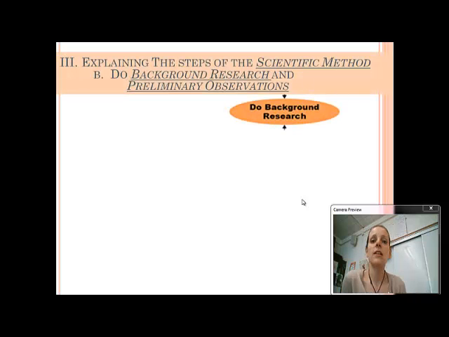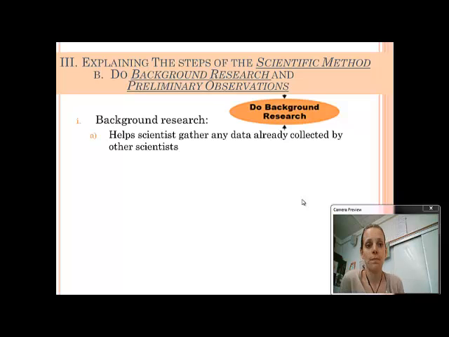The next step is to conduct some background research. Background research helps scientists to gather any data that has already been collected by other scientists through experiments that they may have collected. Sometimes scientists come up with a question, and they may think that it's a very novel question that no one's ever asked before, and they go to conduct some background research, and they find that there's actually been lots of experiments already conducted on that question.